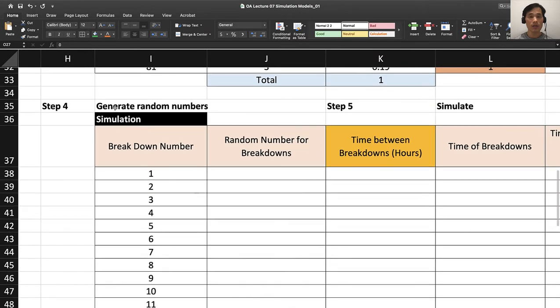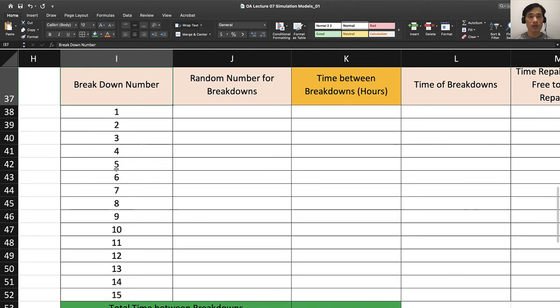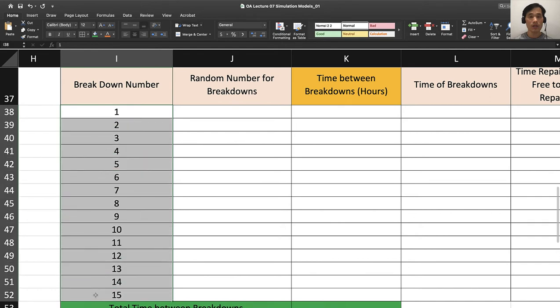The fourth step is generate random numbers. To do so, we have to set up the simulation first. The first column is the breakdown number, so how many times does a generator break down. They have 40 generators, but we are just going to go for only 15 breakdowns here. In a real case, you can increase it to say 100 or 1000 if you want. But let's just look at 15 breakdowns and see what happens.